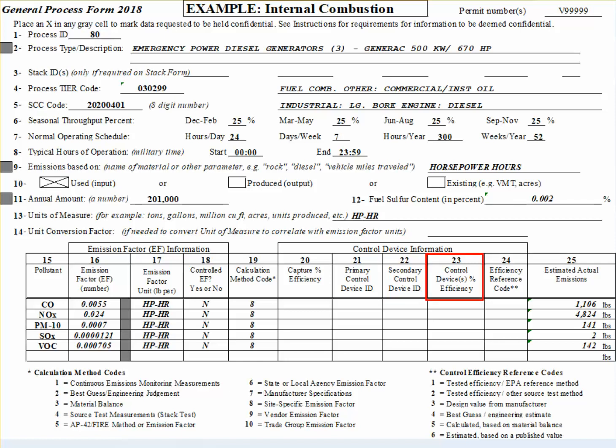The control device efficiency describes the percentage of a pollutant removed by the control device from the amount of pollution stream captured by the device. The efficiency reference code gives the method of how the control device efficiency was determined. The estimated actual emissions is the final calculated emissions based on the multiplication of the annual throughput amount in Field 11 by the unit conversion factor in Field 14 and the emissions factor in Field 16, and then accounting for any emission reductions due to a control device in Fields 20 and 23.